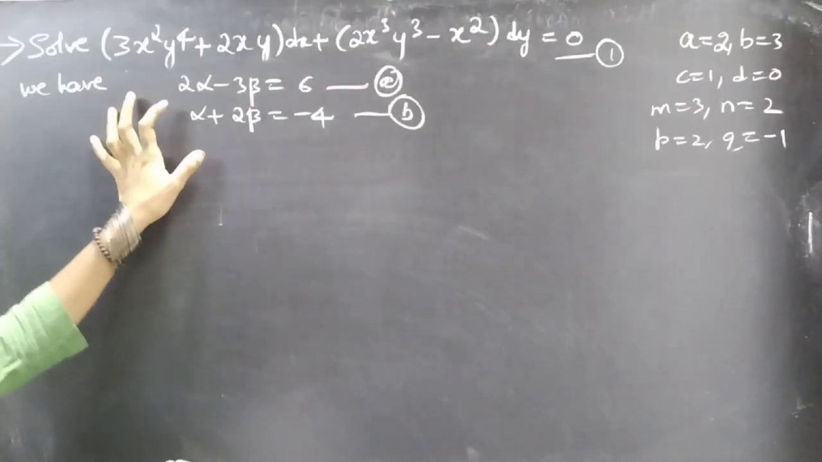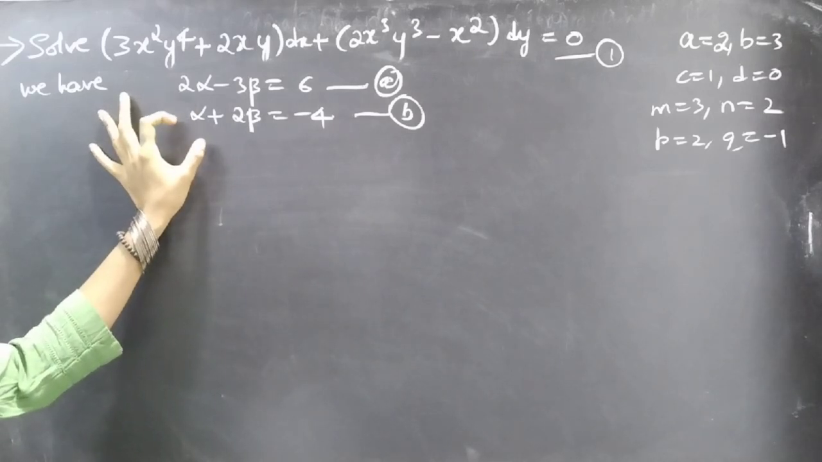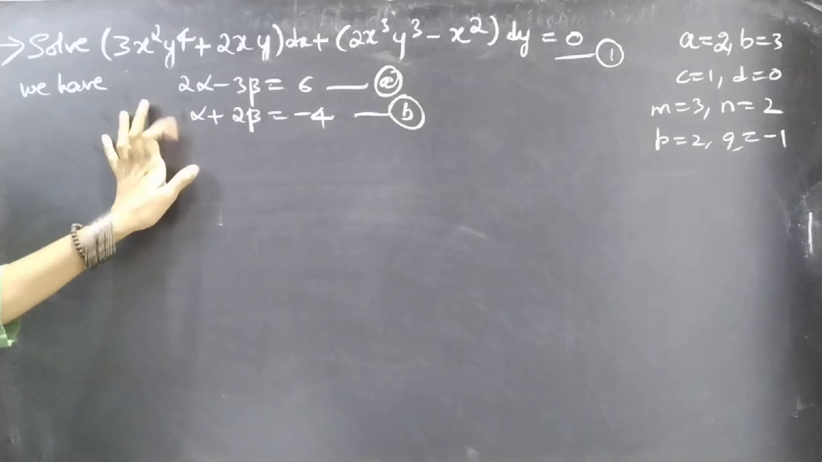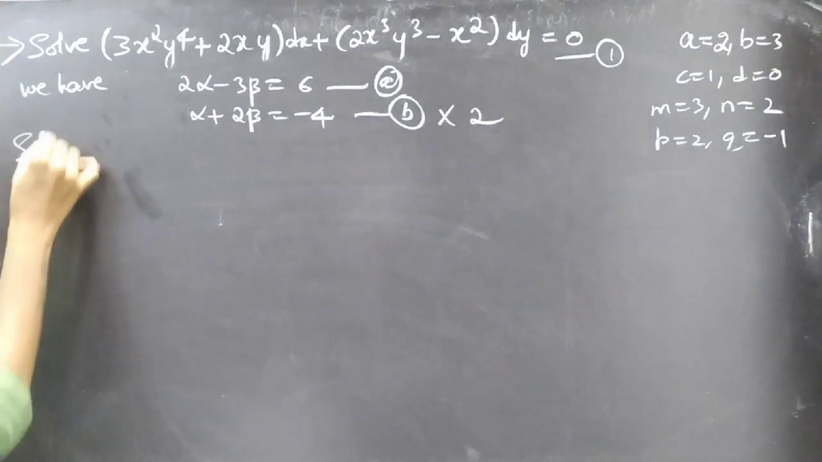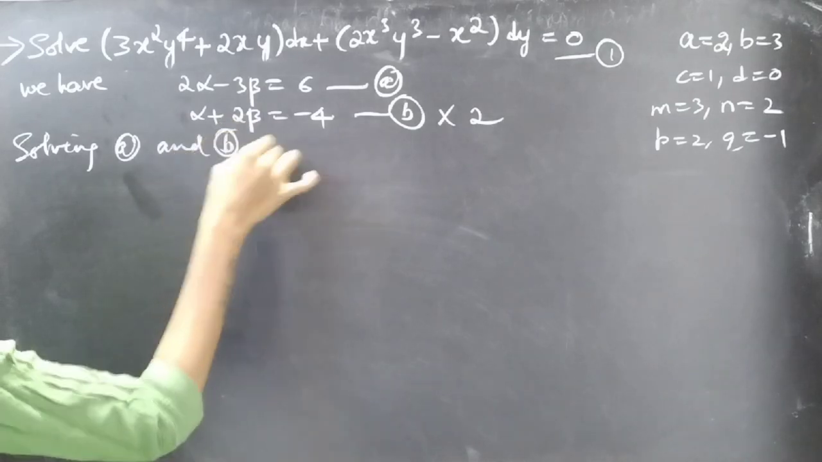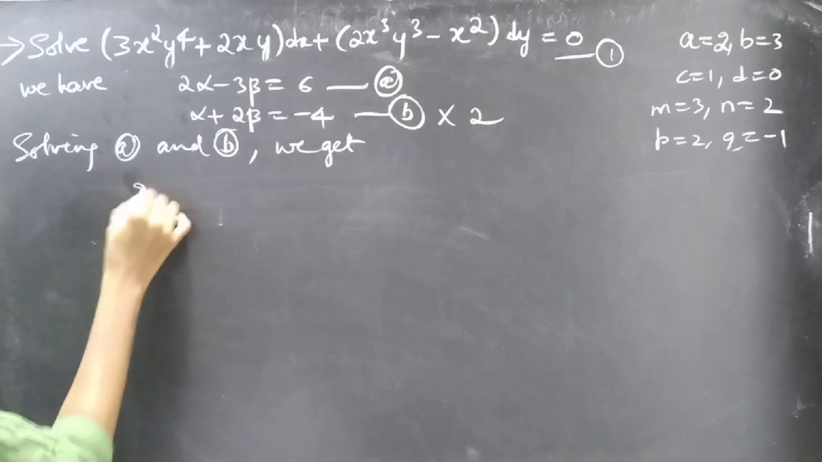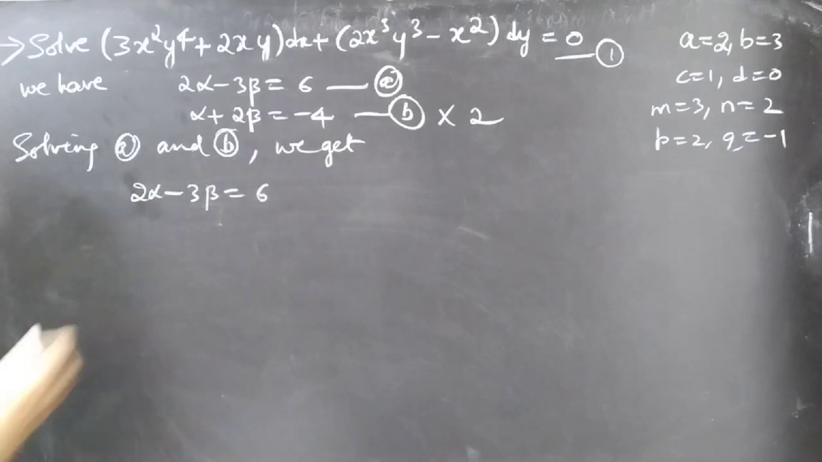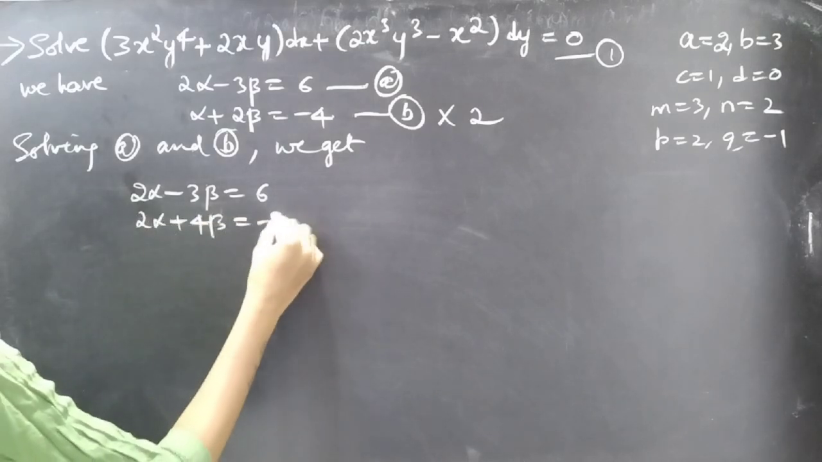Okay, just observe the terms involving alpha. Here in the first equation you're having 2 alpha, and in the second equation you're having alpha, right? In order to eliminate the terms involving alpha, we need a 2 in the equation B. So we'll multiply 2 to equation B. Equation A remains the same, 2 alpha minus 3 beta equal to 6, and equation B is multiplied by 2, so you'll get 2 alpha plus 2 2s are 4 beta equal to minus 2 4s are 8.